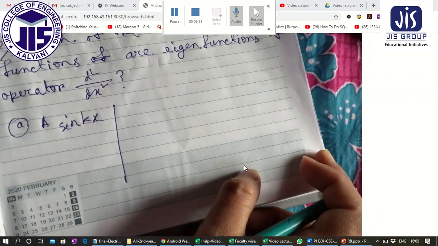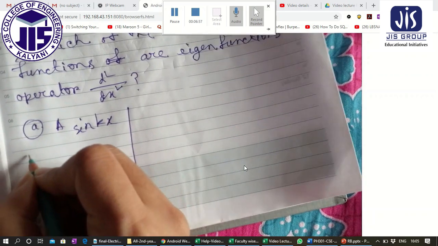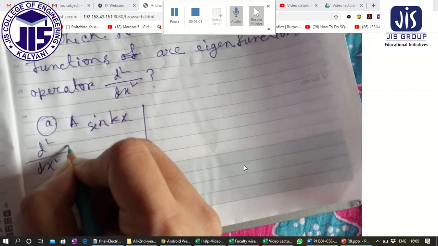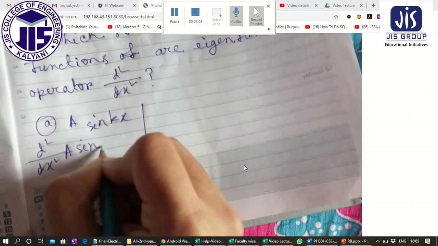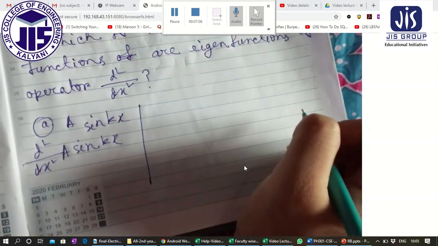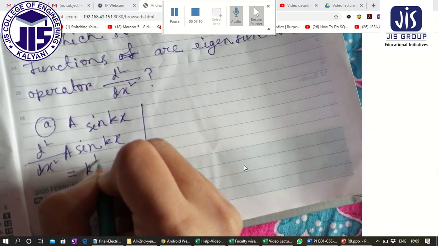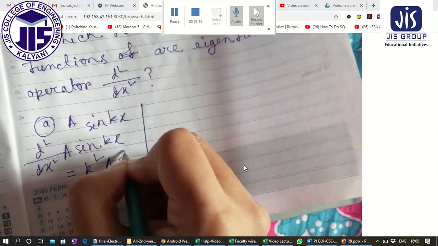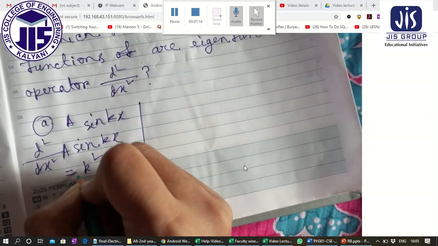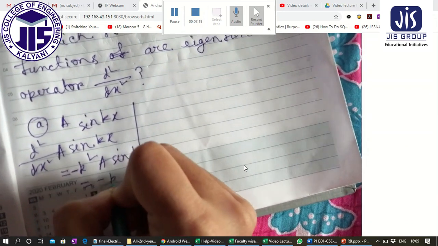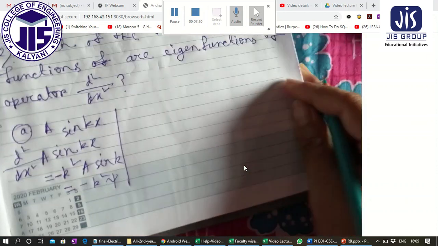Now let's do the first one, a sin kx. If we apply d square dx square to a sin kx, then what are we getting first? k square a sin kx, but there will be a minus sign. So finally we are getting minus k square a sin kx.